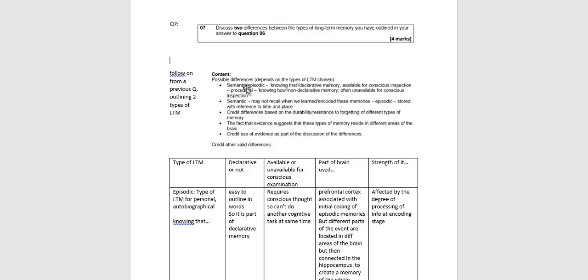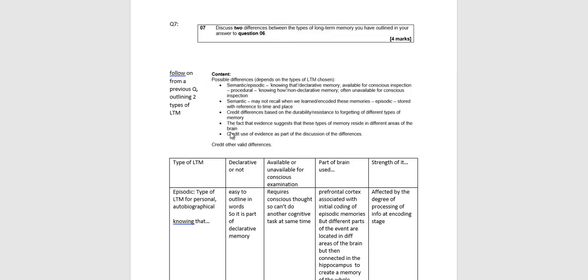So we know that we've got semantic, episodic and procedural that we could talk about. And remember, this question is discuss two differences between them. Okay, so you're not asked to define them. In fact, you've kind of referred to the definitions in the previous question anyway. So here you are literally just taking two of them and talking about two differences.